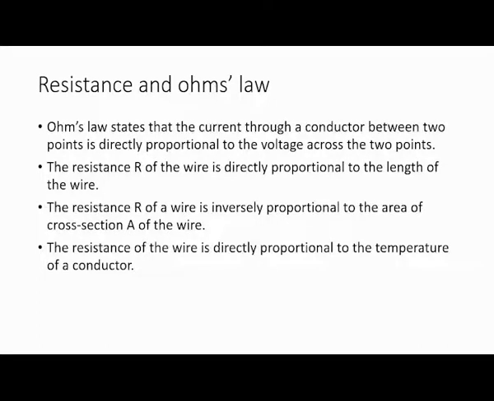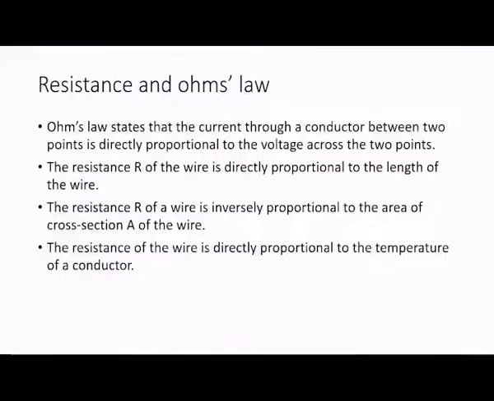When it comes to the type of material, just that the conductors that are made from copper, they have low resistance because copper is the best conductor of electricity and it has low resistance compared to those that are made from tungsten, for example.